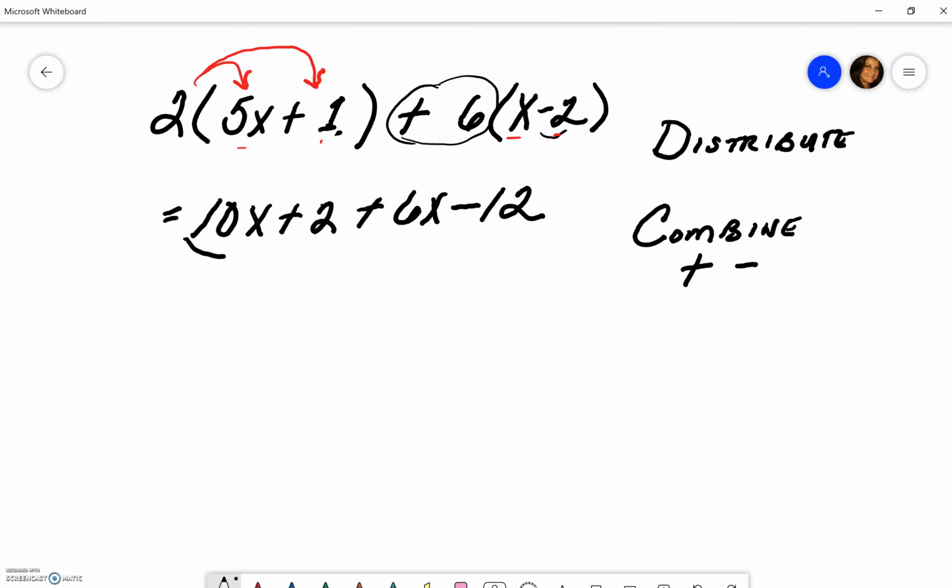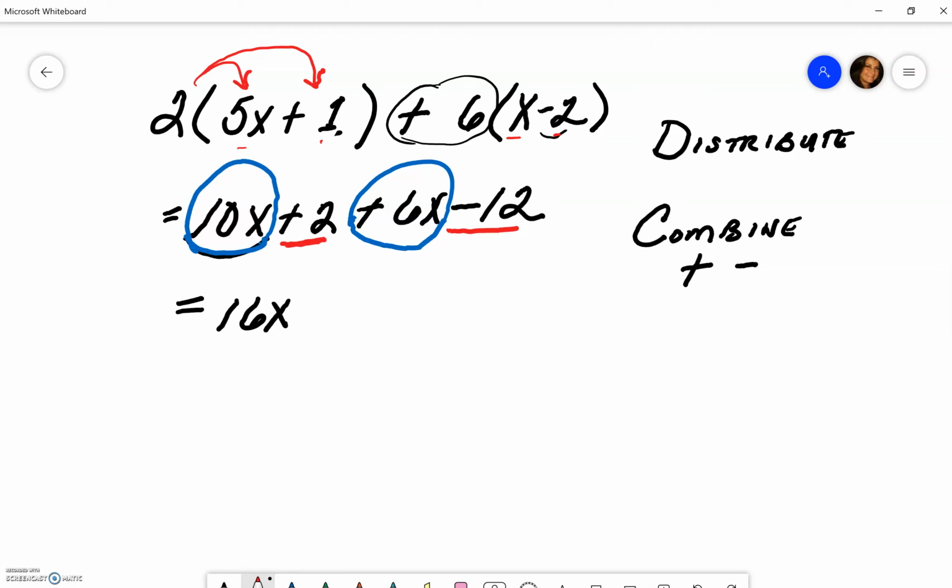So I'm going to see, well, I have a 10x here. Okay, so I have that one, a 10x, and here's a 6x. All right, so I can take this and go ahead and combine it. So that would be 16x. And now I'm going to go ahead and look at this. I have this and this. So really, take that off to the side.